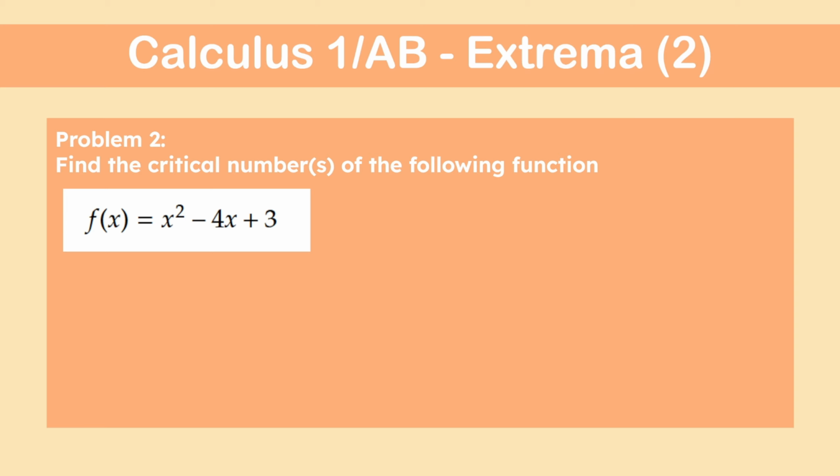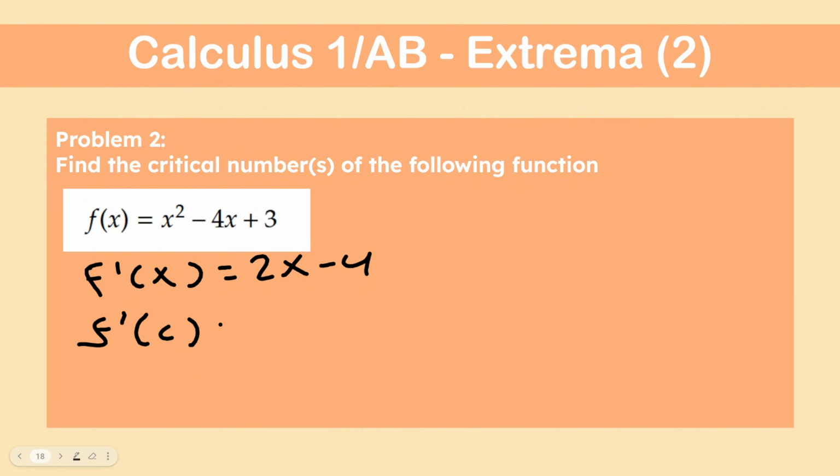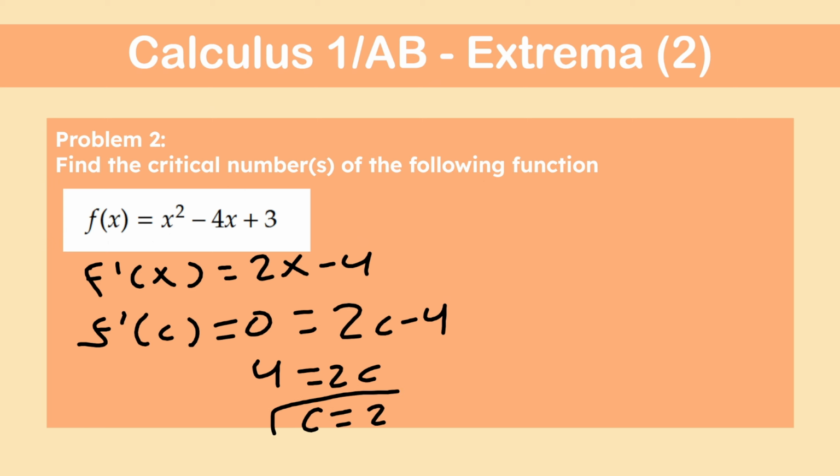Okay, so now it's asking us to find the critical numbers of the following function. So let's differentiate it. A critical number occurs when f prime of x is equal to 0 or when it's undefined. So let's say f prime of c is equal to 0, is equal to 2c minus 4, because we just plugged in c into x. So we can add 4 to both sides. We have 2c is equal to 4. Divide both sides by 2, you get that c is equal to 2. And we get that our critical number occurs at x equals 2.